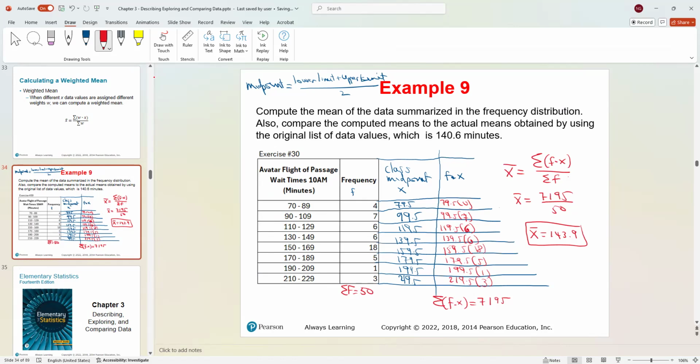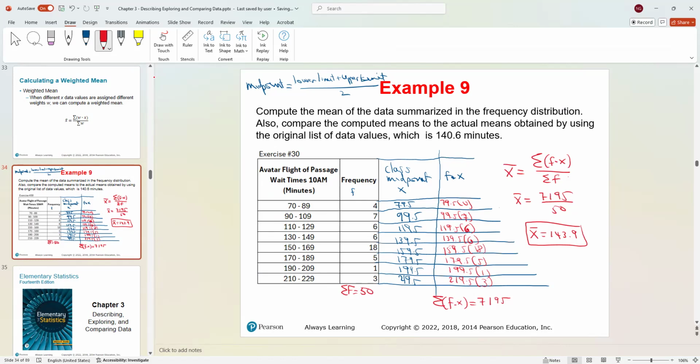It is very close to the mean they give you, 140.6, the mean obtained by using the original list of values. That's a long way anyway, but it's pretty close.